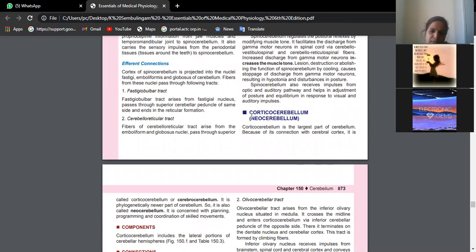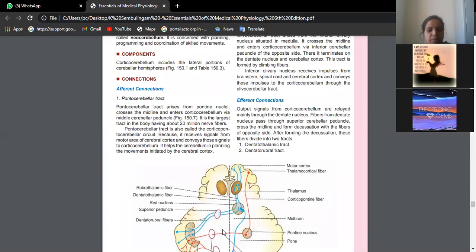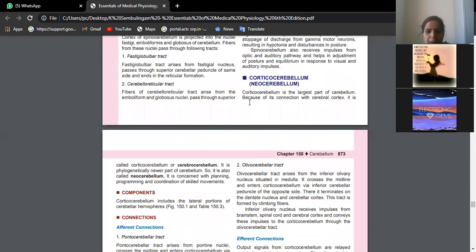Then, as Imad said, it's better we go with the corticocerebellum picture, and I said, of course, it is very good, because this is the part which is highly advanced and seen in human beings. It's also called the neocerebellum, the largest part of the cerebellum because it is in connection with the cerebral cortex. That's why you can call it the cerebrocerebellum, also called the neocerebellum.